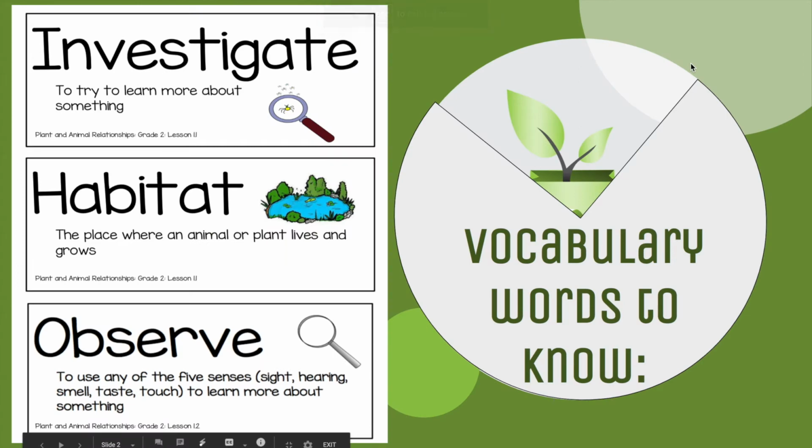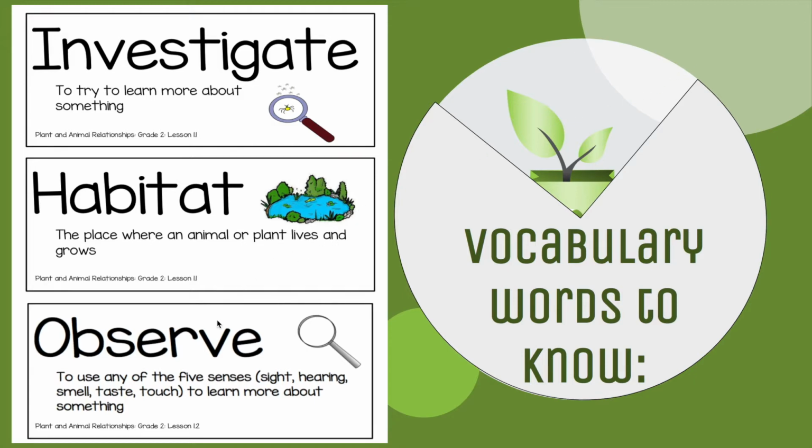So here are some vocabulary words to know. Investigate. It means to try to learn more about something. So if you are trying to figure out more about any certain topic, you might want to investigate more about it. Habitat means it's the place where an animal or plant lives and grows.